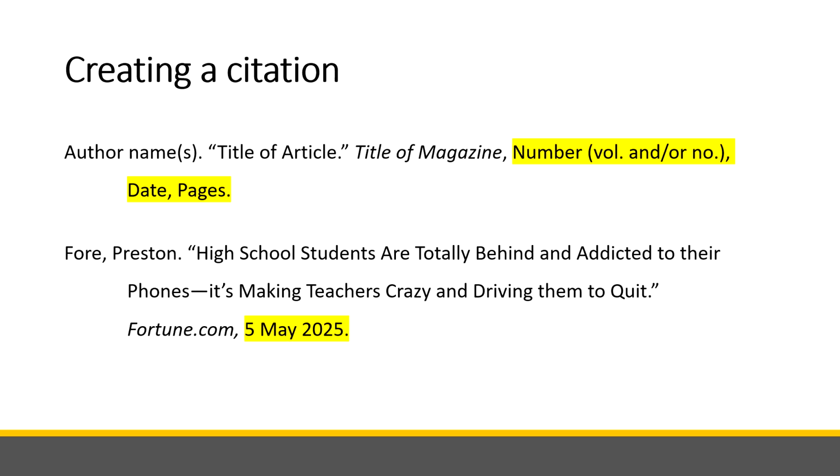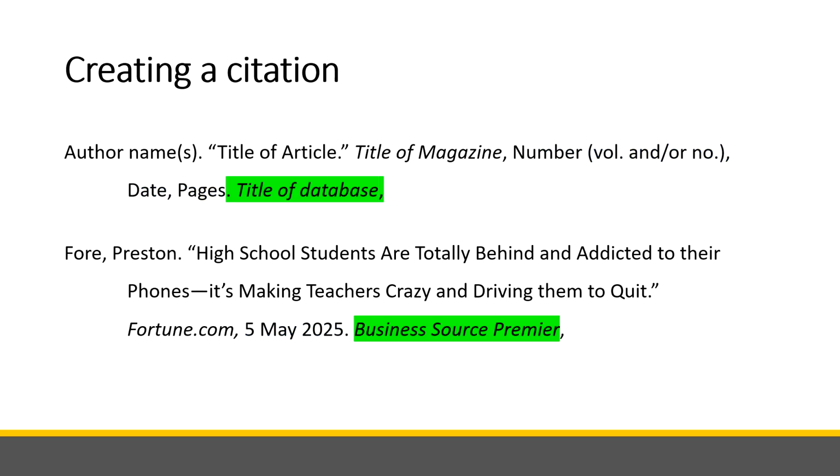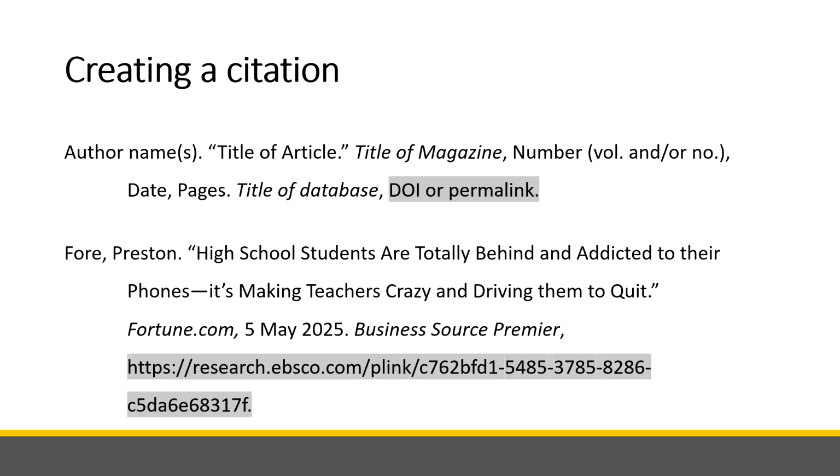When we are working with newspapers and magazines, we need to include the full publication date, not just the year, and the date is formatted by day, month, year. So we will put 26 May 2025 followed by a period. The last container is the database that houses this magazine, which is also put in italics. We accessed this magazine through Business Source Premier, so we will put Business Source Premier in italics. The last part of the citation is a DOI or a permanent link, which we generated and copied in an earlier step. We will add that to the end of the citation followed by a period.